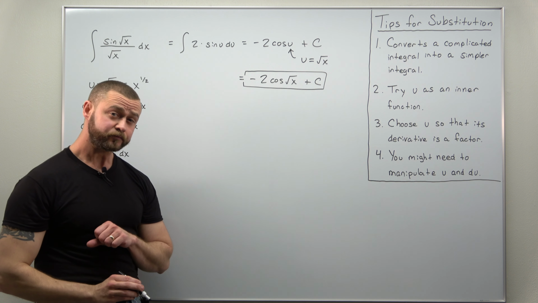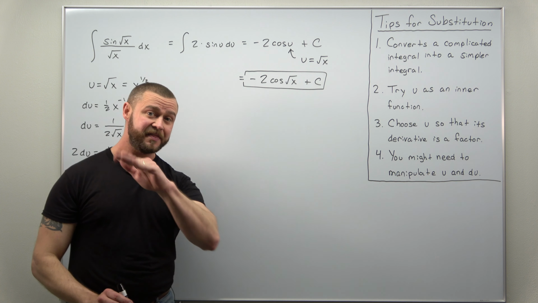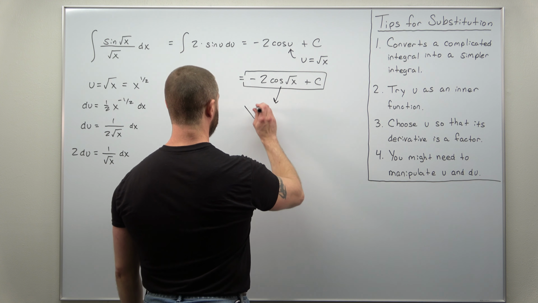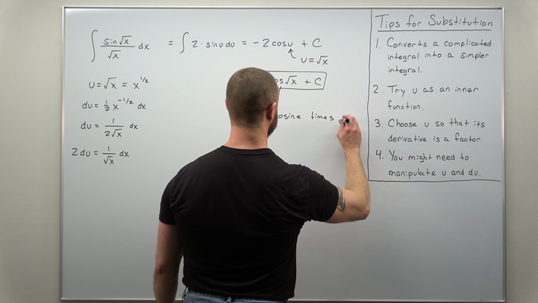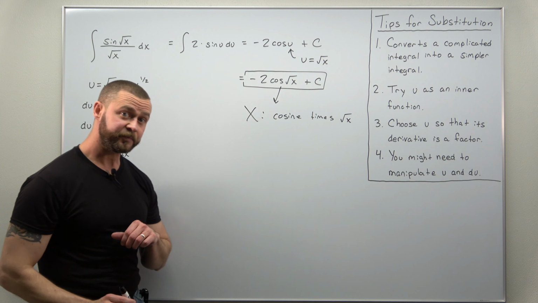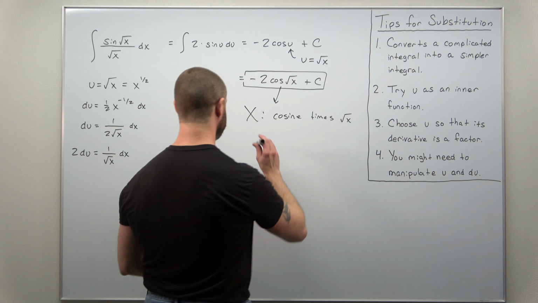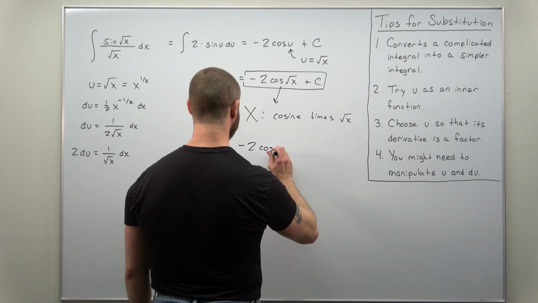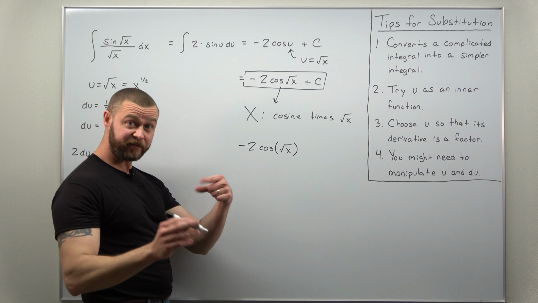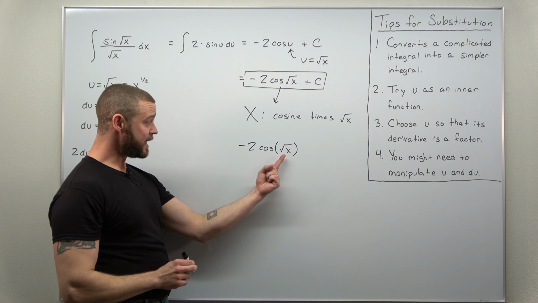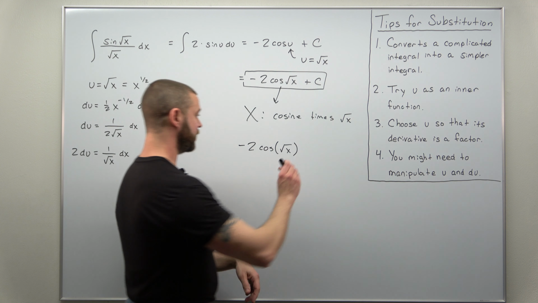And that is it. Now it's worth pointing out that here, cosine of square root of x, this is not cosine times square root of x. Sometimes in class, I'll actually emphasize this by writing this as negative 2 times cosine of, and I'll put the of part, square root of x, in parentheses, emphasizing that square root of x goes inside the cosine function. We're not multiplying here.